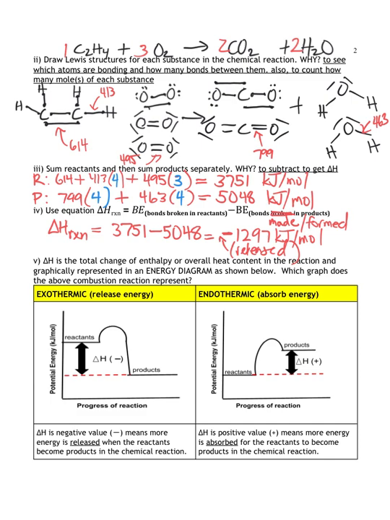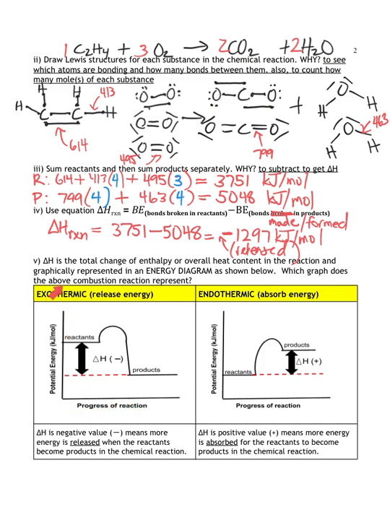All right, next up, the change in enthalpy. Delta H is the total change in enthalpy, or overall heat content, in the reaction. Graphically, it can be represented in what is called an energy diagram. Thus, you see the potential energy is the y-axis. The x-axis is basically the progress of the reaction. It could also be time.